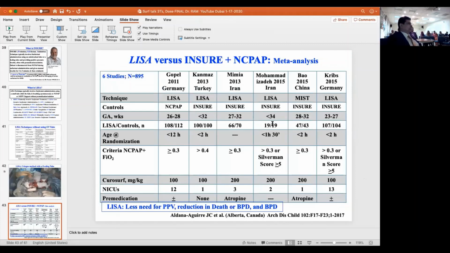So what are the data? There are 6 studies, 895 babies, comparing LISA versus intubation followed by nasal CPAP. This is a meta-analysis published. They showed less positive pressure and a reduction in BPD with the LISA technique. Clearly, I think slowly European countries are moving towards LISA. In the US, it's only about 10 to 20%.